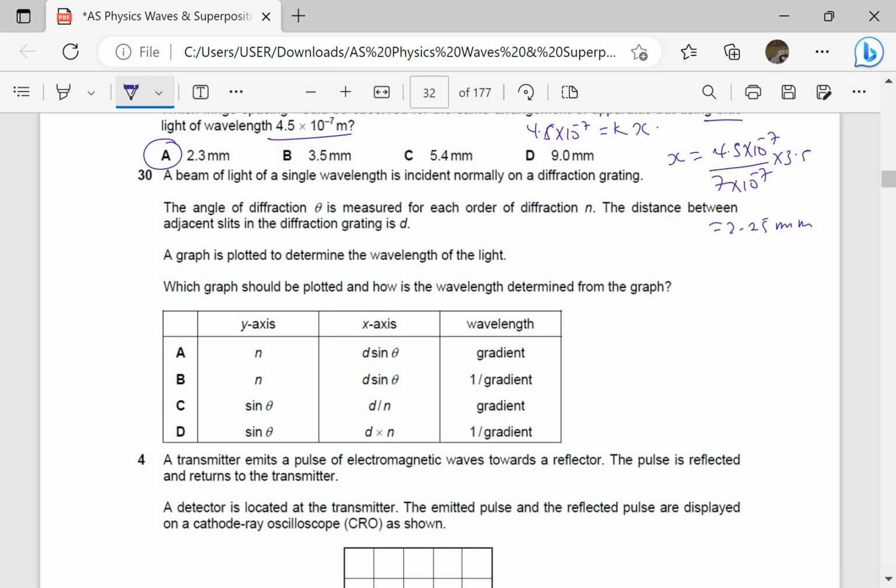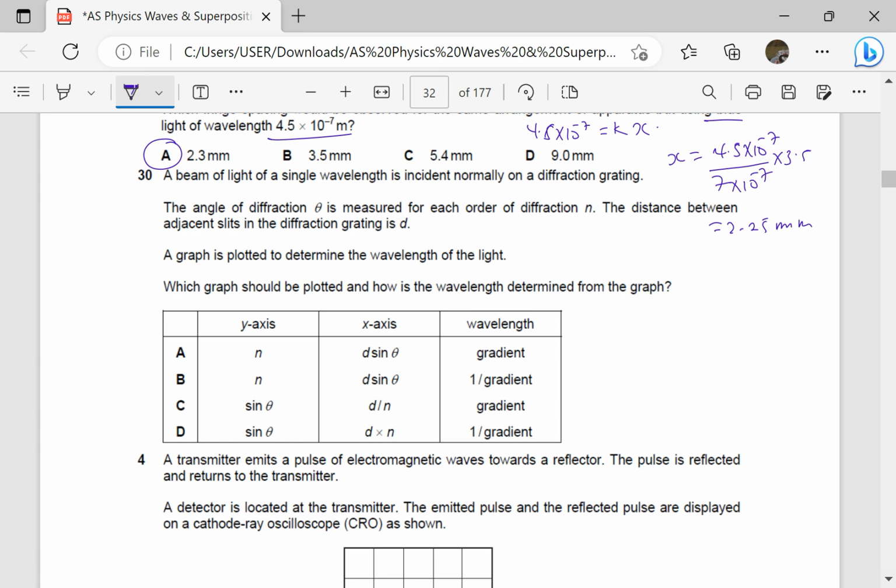A beam of light of a single wavelength is incident normal on a diffraction grating. The angle of diffraction theta is measured for each order of diffraction, and the distance between adjacent slits in the diffraction grating is d. A graph is plotted to determine the wavelength of the light. Which graph should be plotted and how is the wavelength determined from the graph?